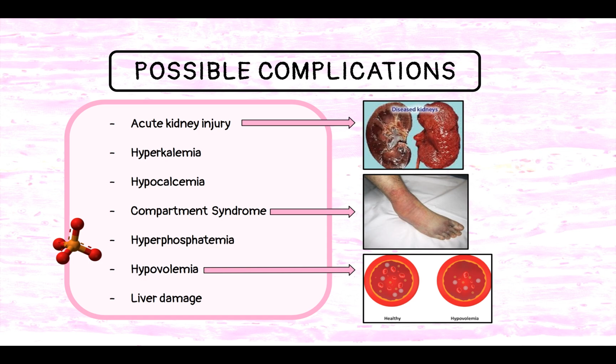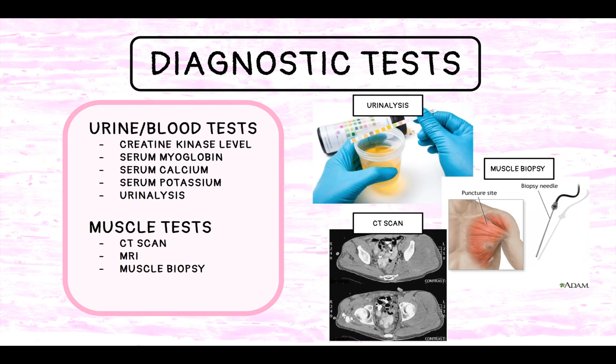Rhabdomyolysis can lead to many complications, with the most serious being acute kidney injury. Hyperkalemia, hypocalcemia, and hyperphosphatemia, an excess of phosphate, can all occur. Compartment syndrome, pressure buildup from the swelling of tissues and/or internal bleeding, can also be a serious consequence of rhabdomyolysis. Another serious complication is hypovolemia, which is when the amount of plasma in the blood is too low. Both of these conditions can result in organs or tissues not receiving enough blood or oxygen, which is life-threatening. In approximately 25% of cases, rhabdomyolysis leads to liver damage.